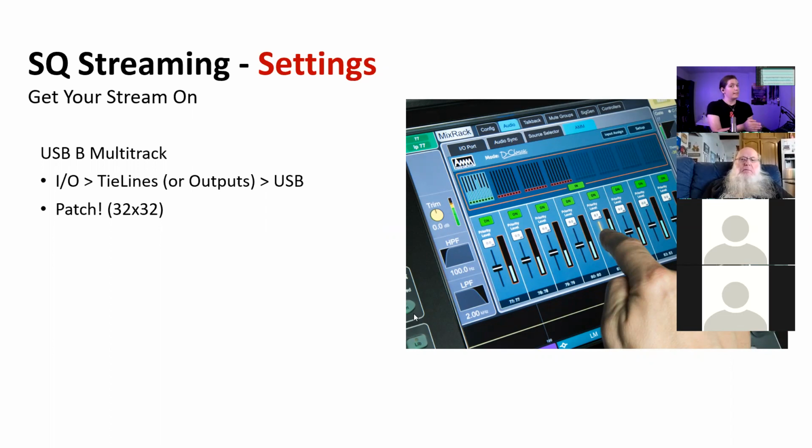Now, tie lines are directly pulled from the socket. They circumvent all of the processing. It doesn't take any of the SQ processing away. And it's basically a way to pull from one and send to another without having to do anything to it.